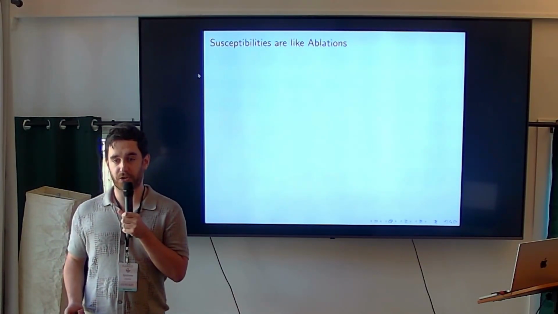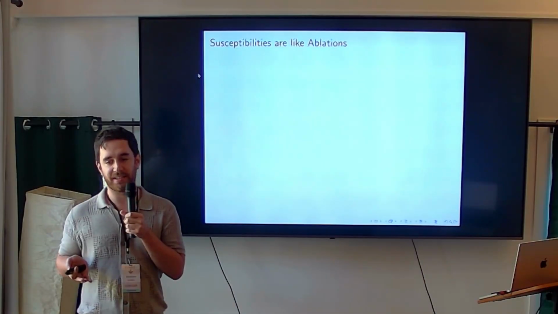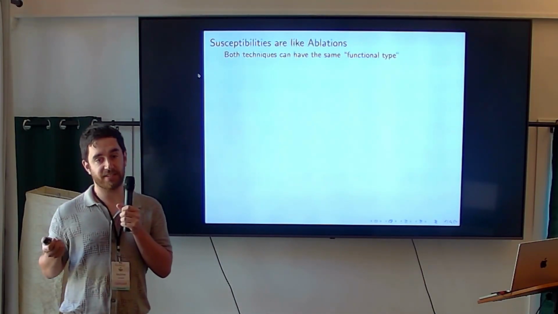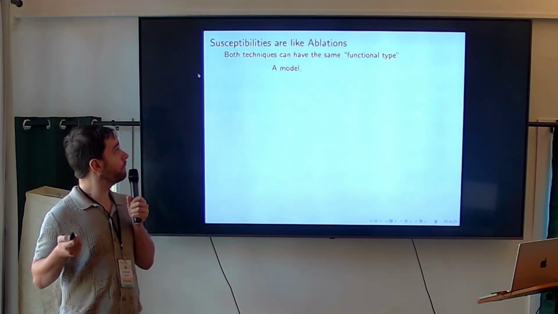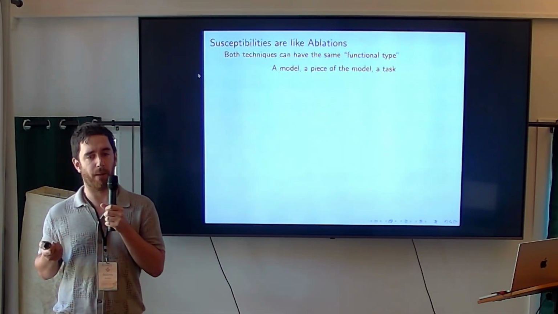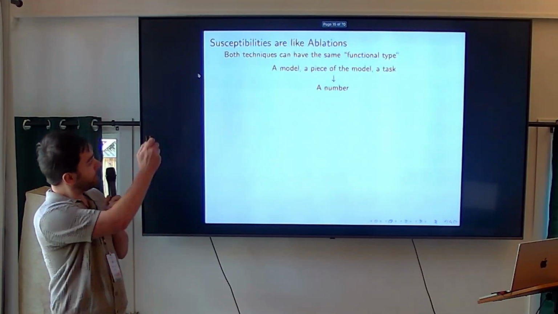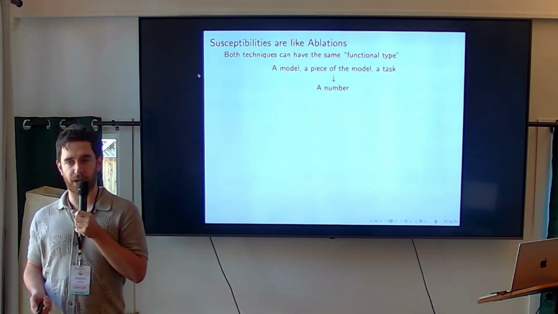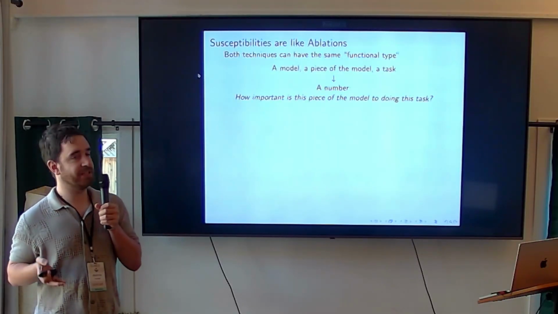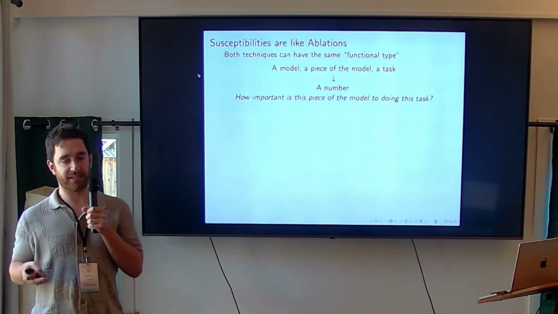Susceptibilities are like ablations. I think the easiest way to see this is that they have a similar functional type. For both of these things, you've got a model, you've got a piece of the model, and you've got some task that you want to know about. The input is those three things, and the output is a number. And the meaning of this number is, how important is this piece of the model to doing this task?